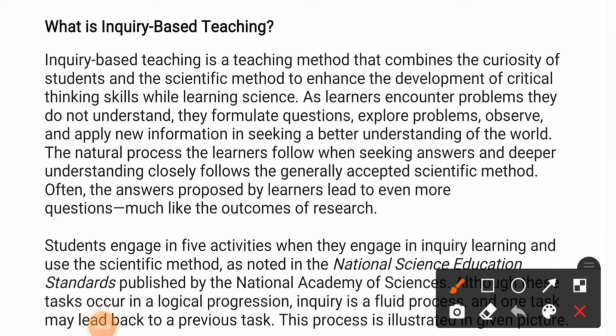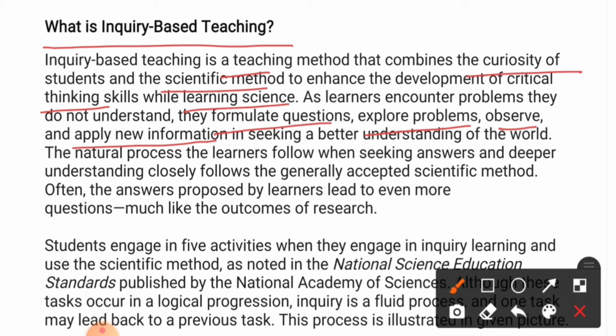Okay guys, now further we have what is inquiry based teaching. Inquiry based teaching is a teaching method that combines the curiosity of the students and scientific method to enhance the development of critical thinking skills while learning science. As learners encounter problems they do not understand, they formulate questions, explore problems, observe and apply new information, seeking a better understanding of the world.